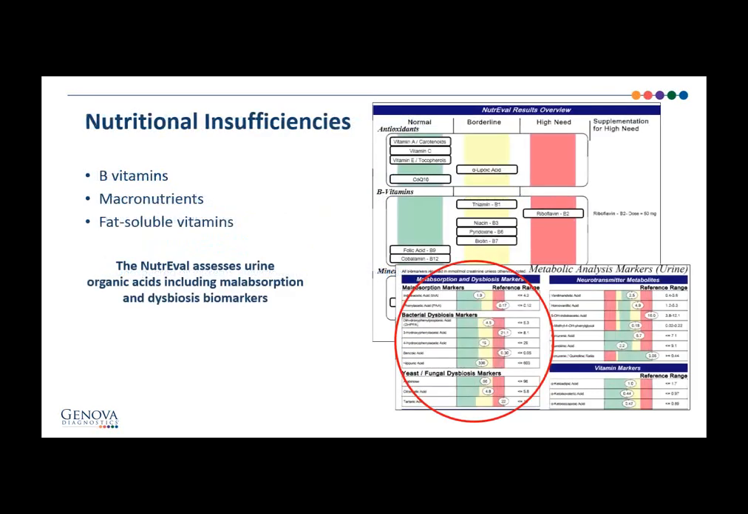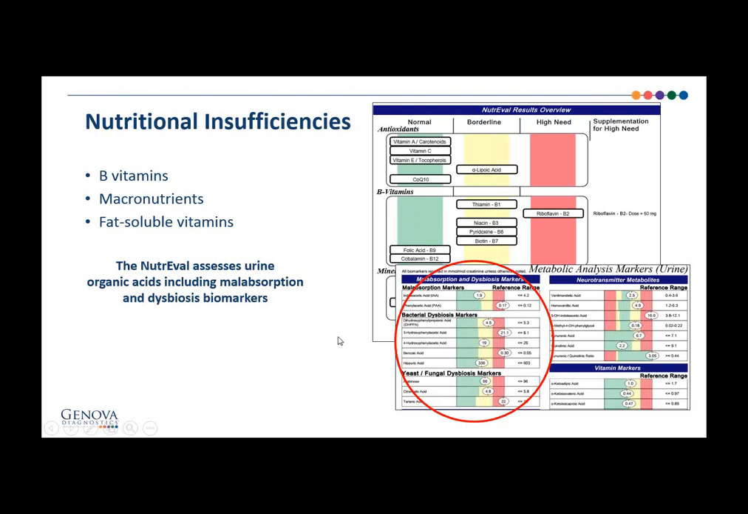And then we have another test, a nutritional test called the Nutrival, that can assess a person's need for specific nutrients. As it relates to SIBO, some of those nutrients that might become deficient would include the B vitamins, some of the macronutrients, and fat-soluble vitamins. So the Nutrival will tell a person's need for specific nutrients.